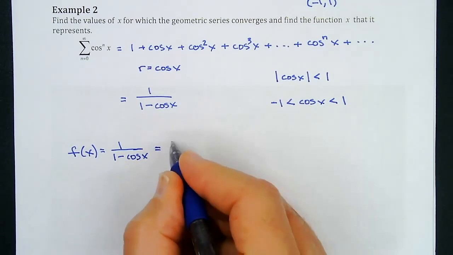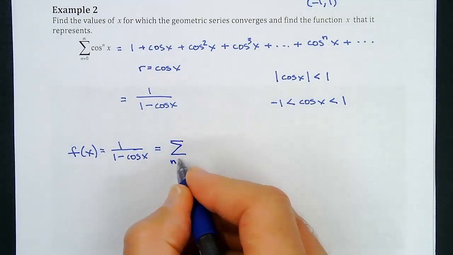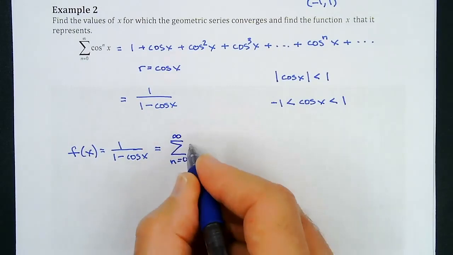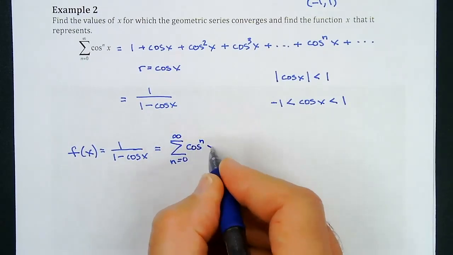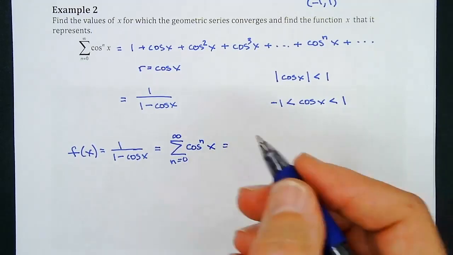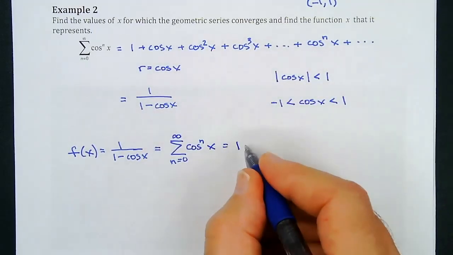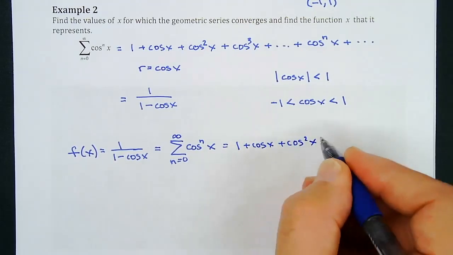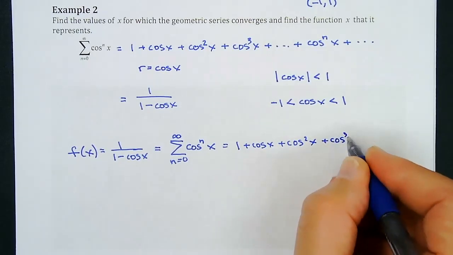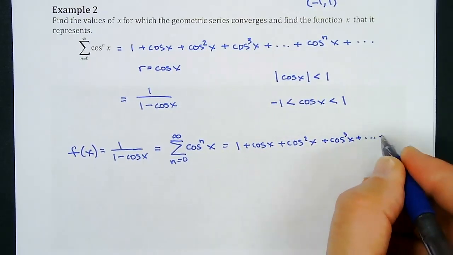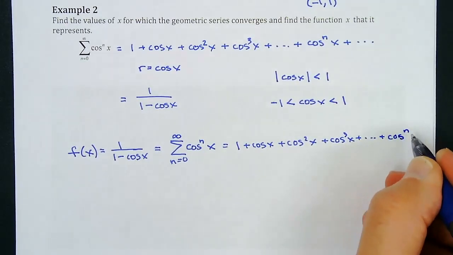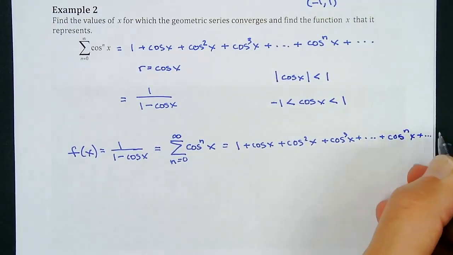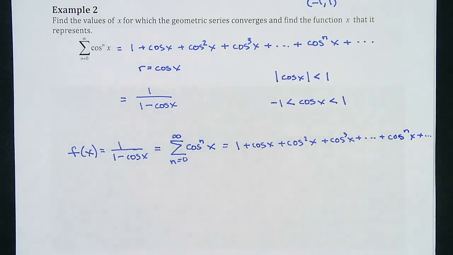Well, we know that can be written as a series: sigma n equals 0 to infinity of cosine raised to the nth power of x, which is the same as this series expanded out. 1 plus cosine x plus cosine squared x plus cosine cubed x plus ... plus cosine to the nth power of x plus ... And we need the ... to mean it keeps going. And then the interval of convergence would be between -1 and 1 again.